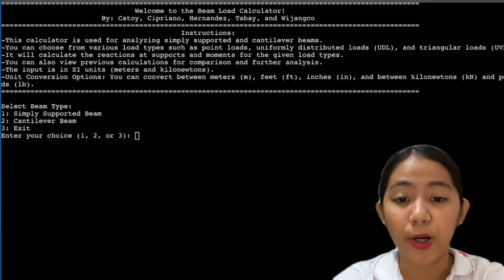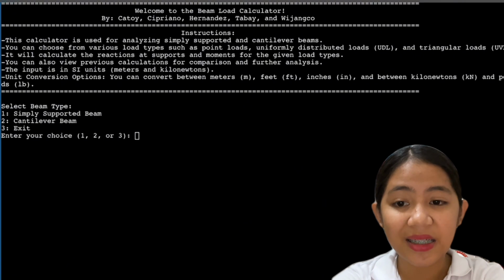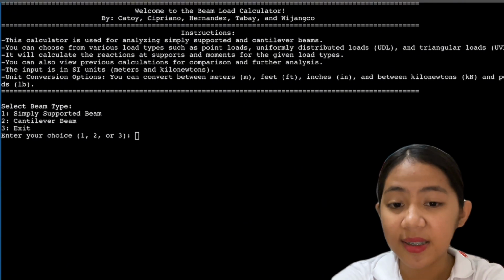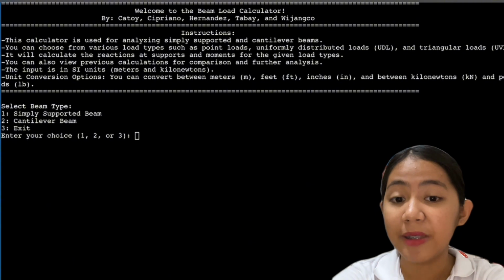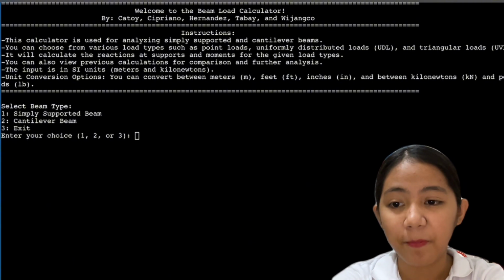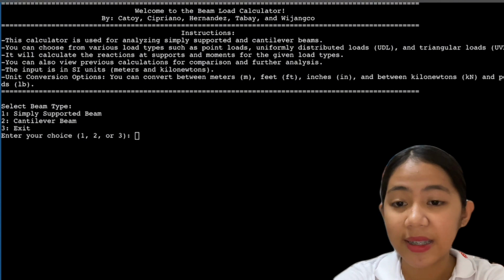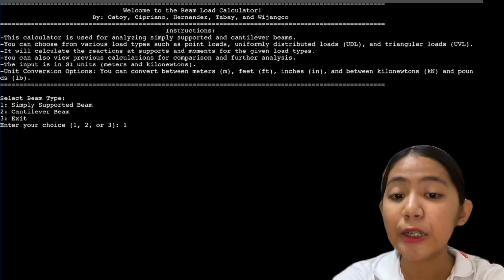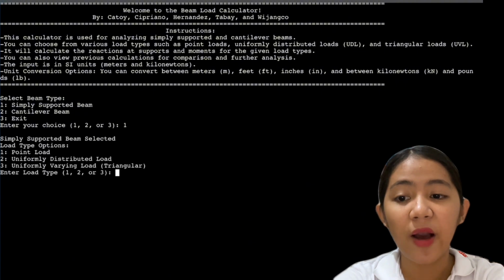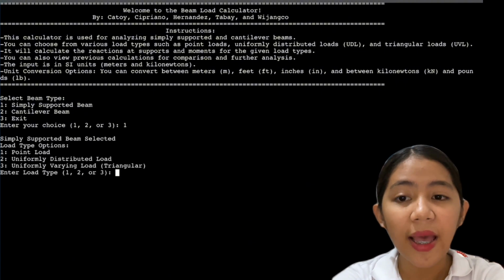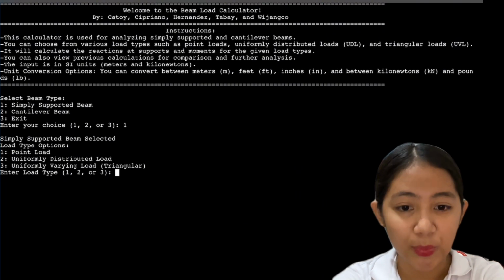So the first part, we have the main menu and beam type. The user is asked to select the beam type. They have three choices, which is simply supported beam, cantilever beam, or exit the program. If simply supported is selected, it further asks for the type of load. It includes the following choices. We have the point load, the uniformly distributed load, and the uniformly varying load.